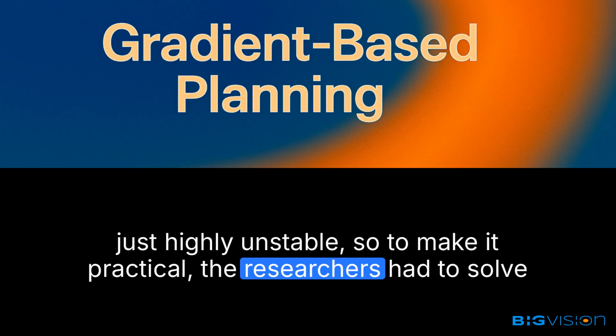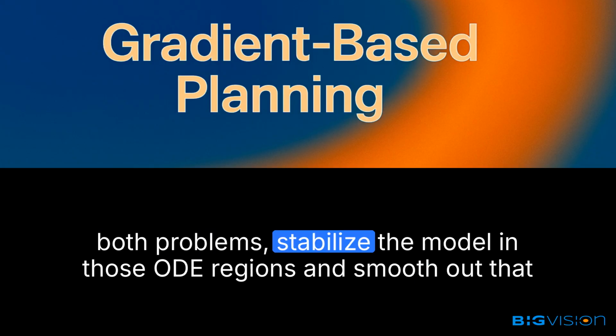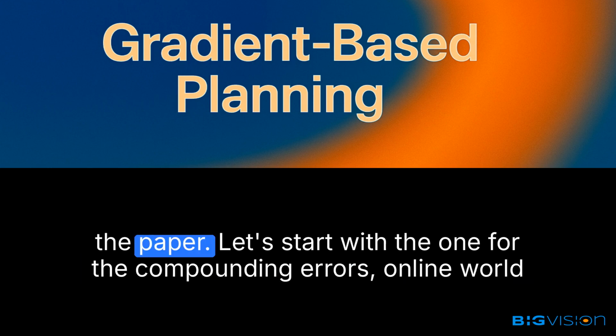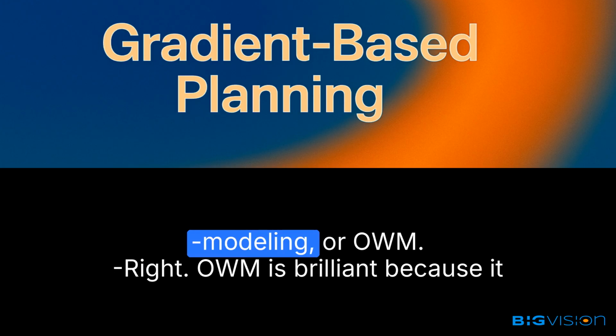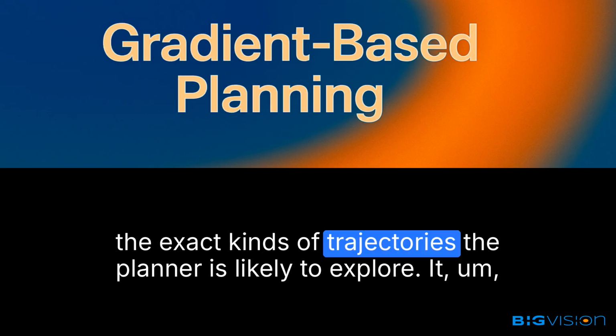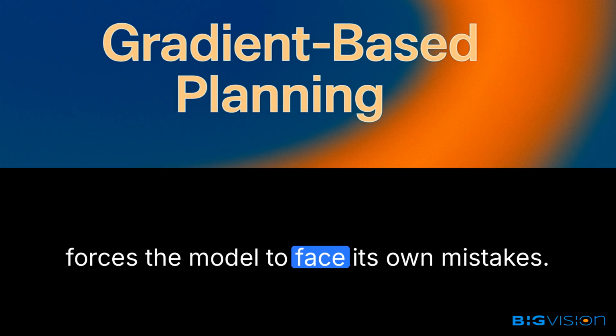So to make it practical, the researchers had to solve both problems: stabilize the model in those OOD regions, and smooth out that rugged terrain. Which brings us to the two solutions in the paper. Let's start with the one for the compounding errors. Online world modeling, or OWM? Right. OWM is brilliant because it directly tackles the OOD problem. It iteratively teaches the world model about the exact kinds of trajectories the planner is likely to explore. It forces the model to face its own mistakes.